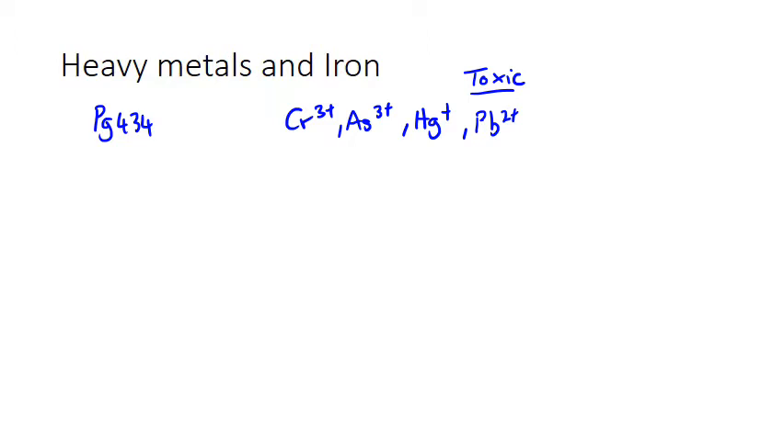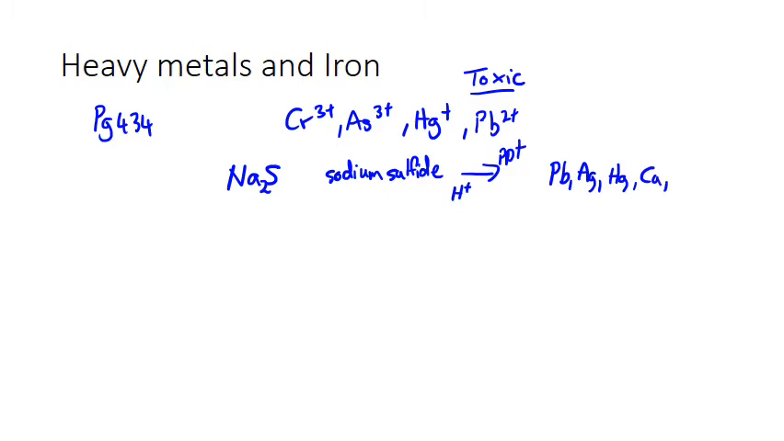So we want to do a test for these, and the test we do is the sodium sulfide. So if we get a precipitate, we add some sodium sulfide. We acidify it first, so we add some acid, and if we get a precipitate, then it could be lead, could be silver, could be mercury, could be copper, could be cadmium, could be arsenic. Now we should already know if it's lead or silver.